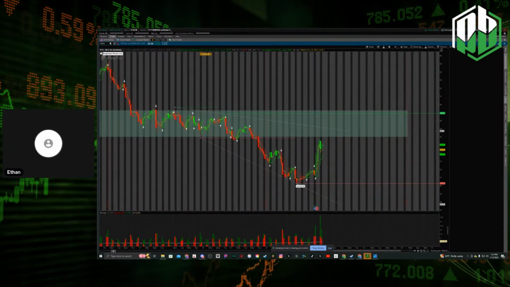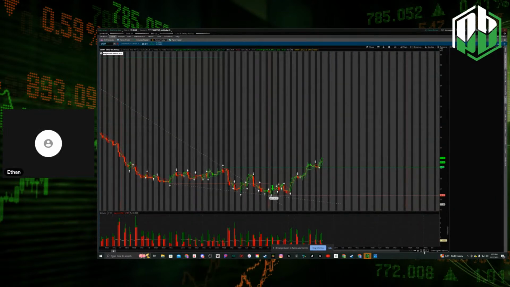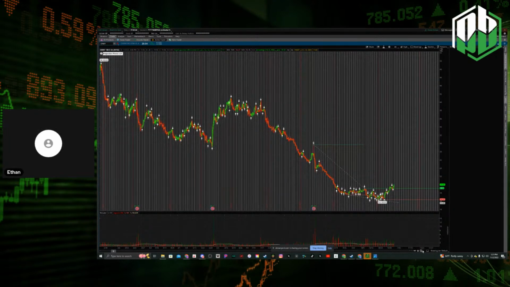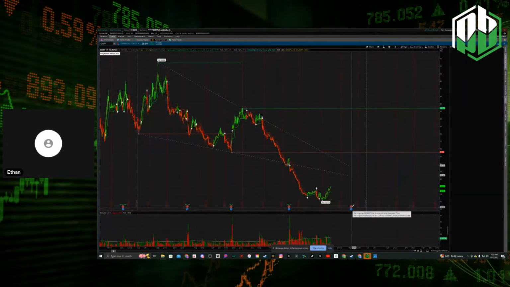Can you open Chewy? Never traded this before. It's just sitting flat here. What are you liking on Chewy? I'm not seeing any earnings anytime soon. Their earnings are December 6th. Oh yeah, December 6th, so we still have some time on that.